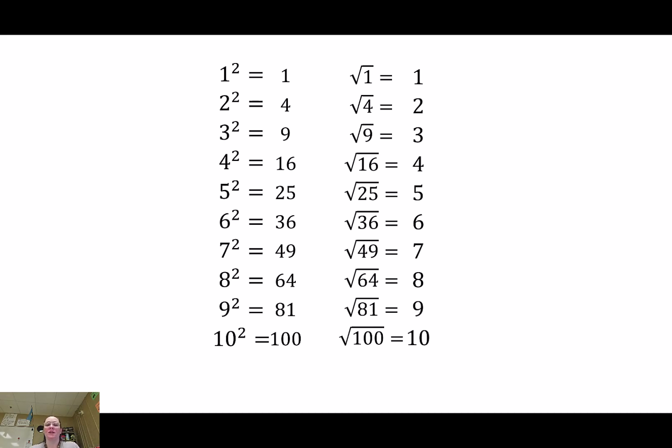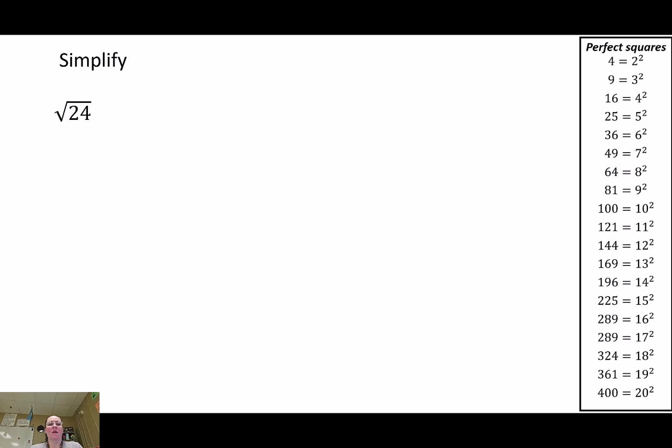Now there are more perfect squares than this. This is not the whole list of perfect squares. That would be impossible to list out. So, all right, we're going to look at this first, and we're going to take the square root of 24. Now, I know 24 is not a perfect square because 25 right here is a perfect square, right? So I'm going to look at factors of 24, two things that multiply together. So I'm just going to list them out. We've got 1 and 24, 2 and 12, 3 and 8, and 4 and 6. 5 is not a factor because 24 does not divide by 5 evenly.